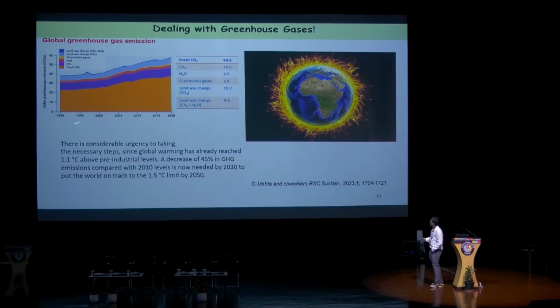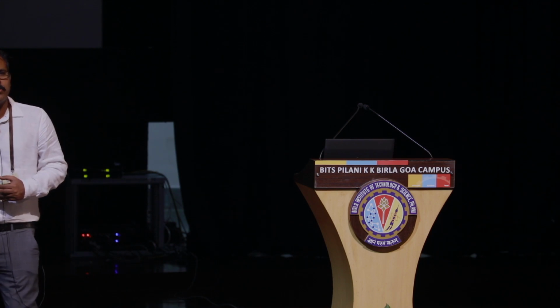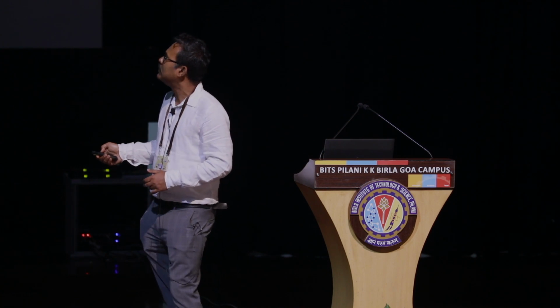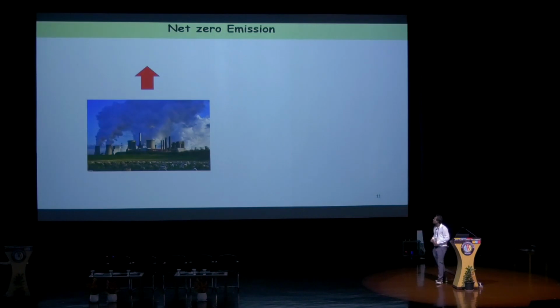This is data I actually took from a very nice article recently published by Professor Govardhan Mehta and co-authors. If you look at this, we are creating more and more carbon dioxide, which directly correlates with our greenhouse effect. We have already gone up by 1.1 degrees centigrade compared to the temperature before industrialization, and we cannot let it go beyond 1.5 degrees centigrade by 2050. So it's very important that we set certain goals.